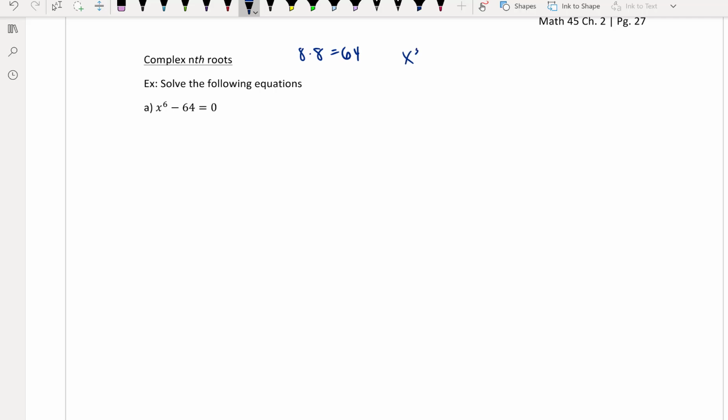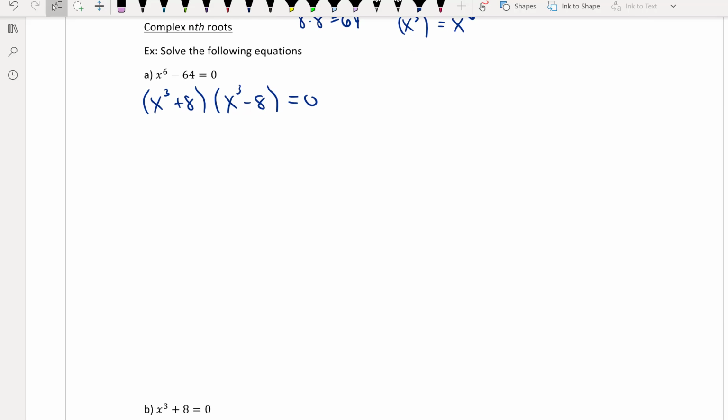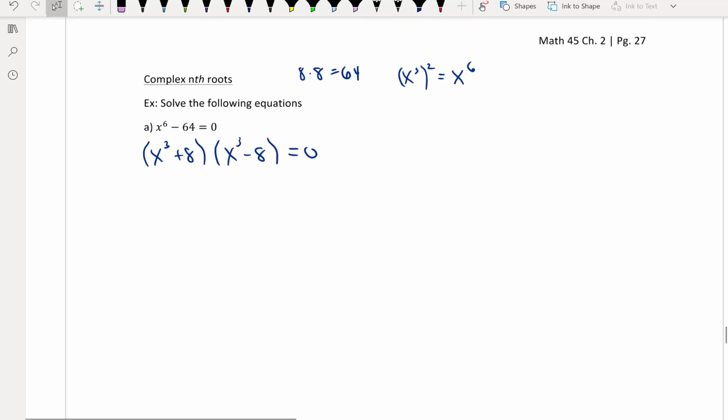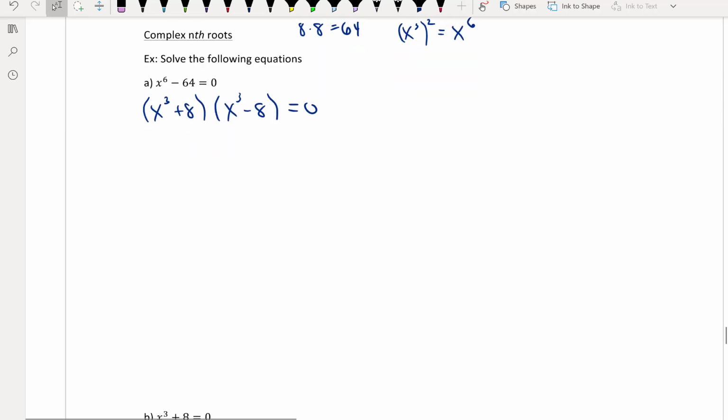Also, if I have x cubed squared, that gives me an x to the 6th. So this is really x to the 3rd plus 8 and x to the 3rd minus 8 equal to 0. So that is my difference of squares. Now, hopefully you guys remember your sum of cubes and your difference of cubes, because that is what we're going to apply here.